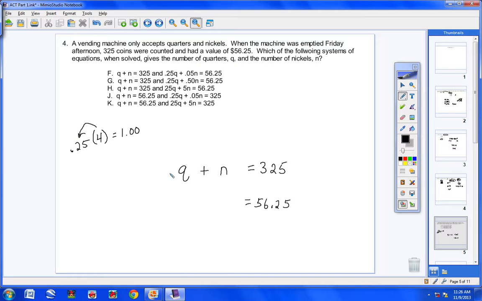So in other words, I can take every quarter that I have. Now, do I know how many quarters I have? I have no idea. But I can take every quarter that I have and I can multiply it by what? 0.25. That makes sense. And I can take every nickel that I have.